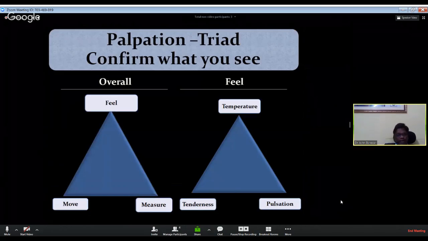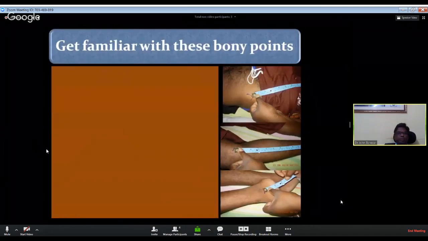In palpation, there are three things you're going to do. One, you're going to feel; second, you're going to move; then you're going to measure. And when you feel, what is it you're going to feel? It's temperature, tenderness, and pulse. So these are the three things you're going to feel. Now let us get familiar with these body parts.